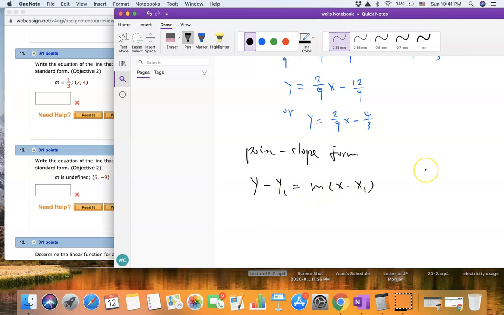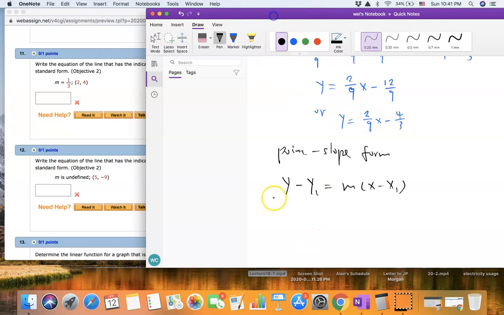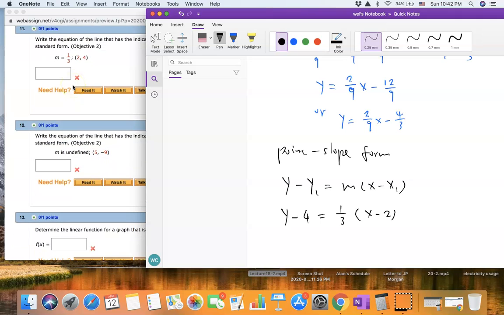Here m is the slope and (x1, y1) is the point which is contained on the straight line. In our case, y1 equals 4, m is 1/3, and x1 equals 2. Okay, so this will be the equation of the straight line.